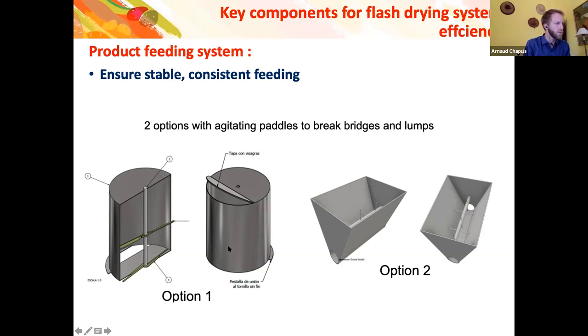Here we proposed two different hopper designs: one cylindrical design with agitating paddles and a screw feeder at the bottom, or a V-shaped feeder. The cylindrical feeder is maybe a bit more expensive, but it is more common on industrial dryers, especially those working with starch, because this design can work with flour, but with starch it may not be sufficient to avoid the formation of bridges.